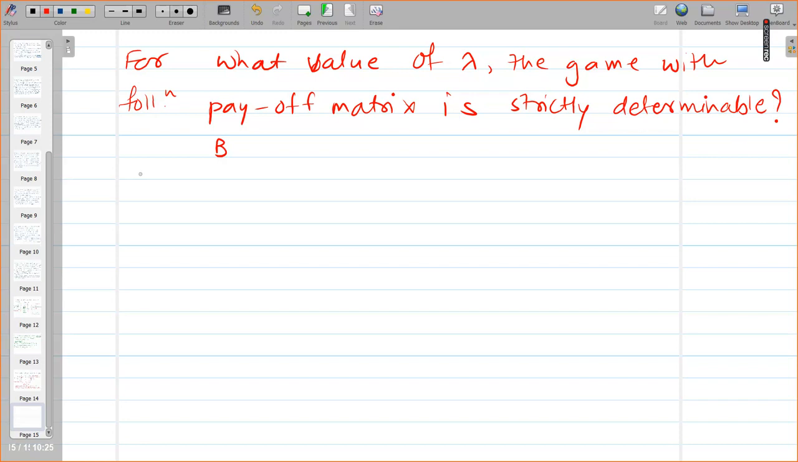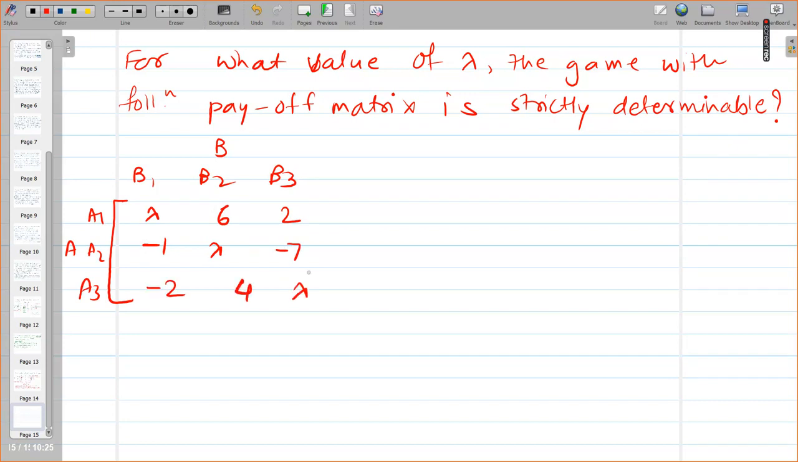So B has got say B1, B2, B3 strategies. And A has got A1, A2, A3 strategies. And it is lambda, 6, 2; -1, lambda, -7; -2, 4, lambda. Okay, so we want to find out the range for lambda so that the game is strictly determinable. Game is strictly determinable means value of the game is equal to minimax is equal to maximin. That should be your answer.